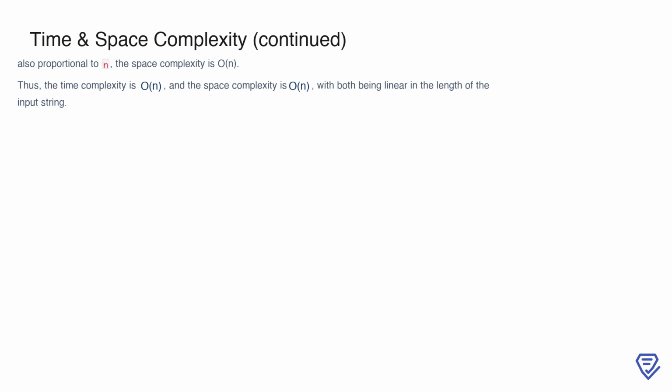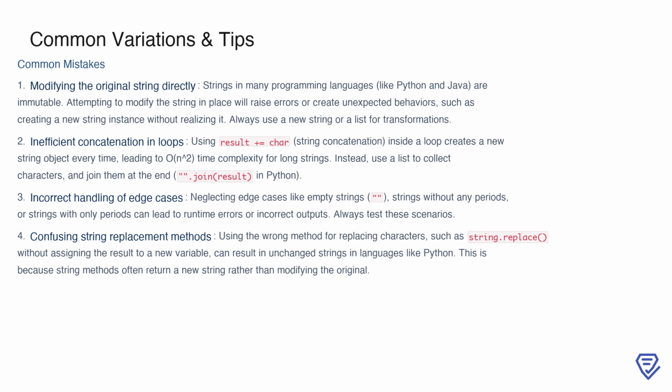Both the time and space complexities are therefore linear with respect to the length of the input string, making the replace function an efficient and optimized solution for this problem. When working on problems like defanging an IP address, there are some common mistakes you should watch out for.